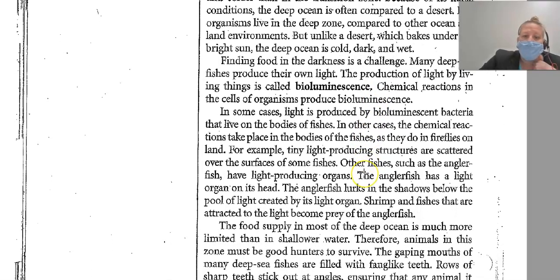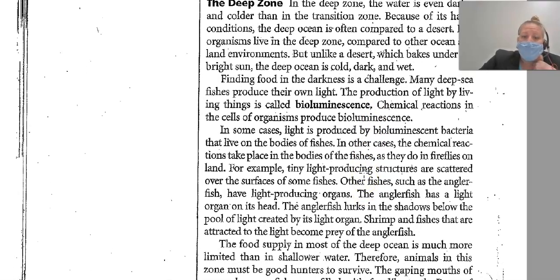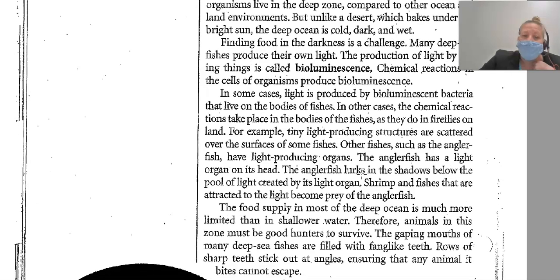Finding food in the darkness is a challenge. Many deep sea fishes produce their own light. The production of light by living things is called bioluminescence. Chemical reactions in the cells of organisms produce bioluminescence. In some cases, light is produced by bioluminescent bacteria that live on the body of fishes. In other cases, the chemical reaction takes place in the bodies of the fishes, as it does in fireflies on land. For example, tiny light-producing structures are scattered over the surfaces of some fish.